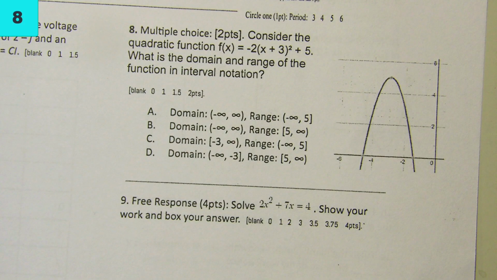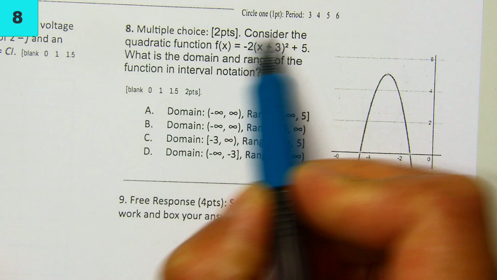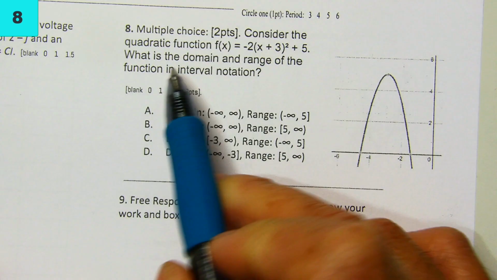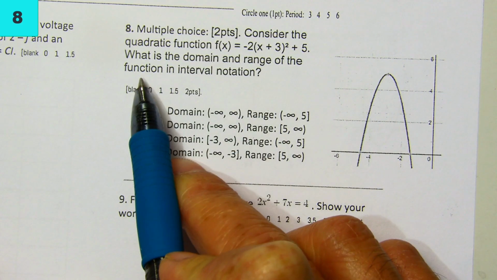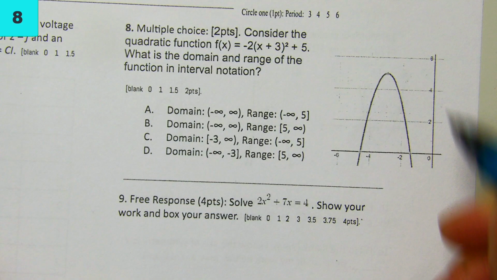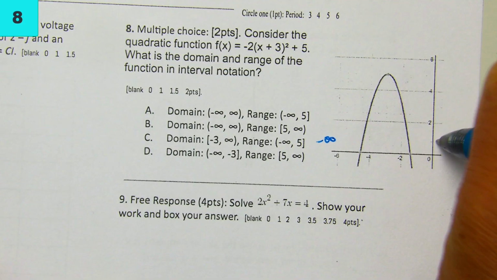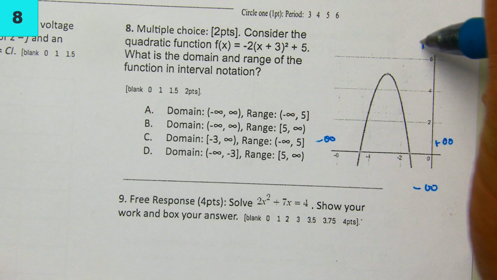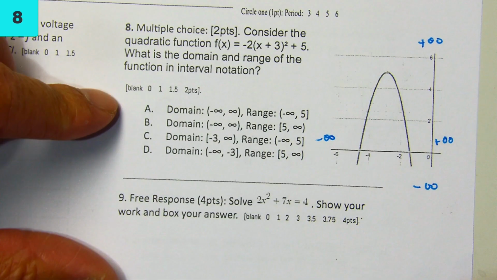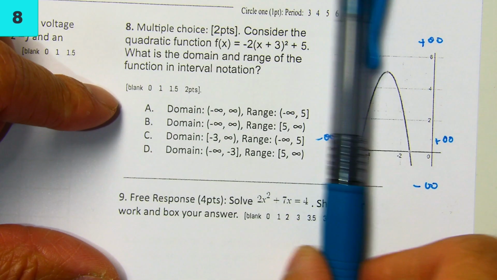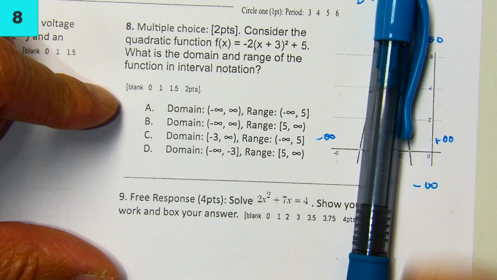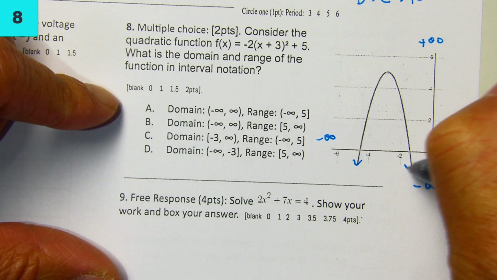Question number 8. Let's consider the quadratic function f of x equals negative 2 times (x plus 3) squared plus 5. What is the domain and range of the function in interval notation? Okay, let's label our negative and positive infinities for the domain, and the y-axis is negative infinity and positive infinity for the range. For the domain, we're going to go left to right.